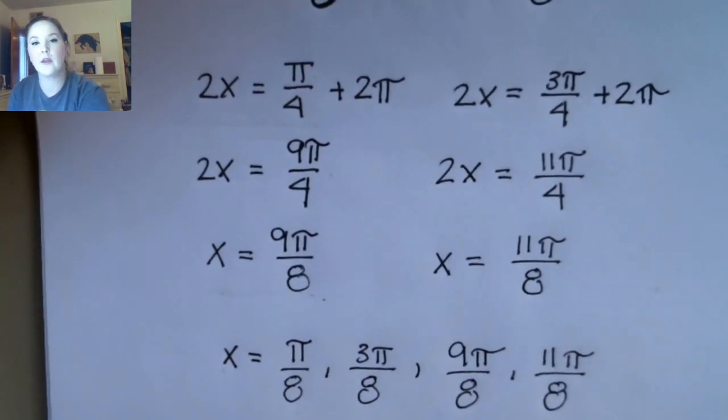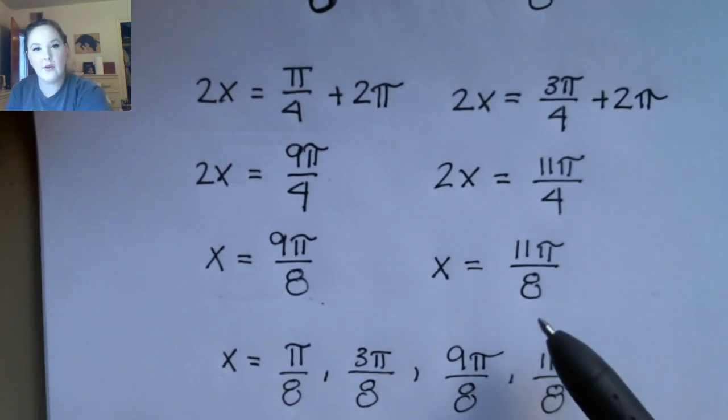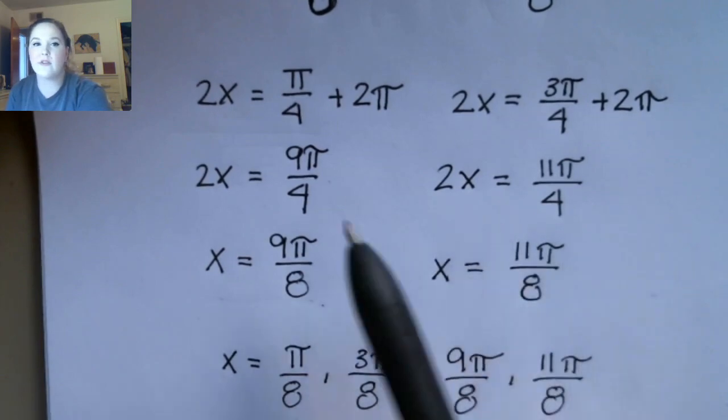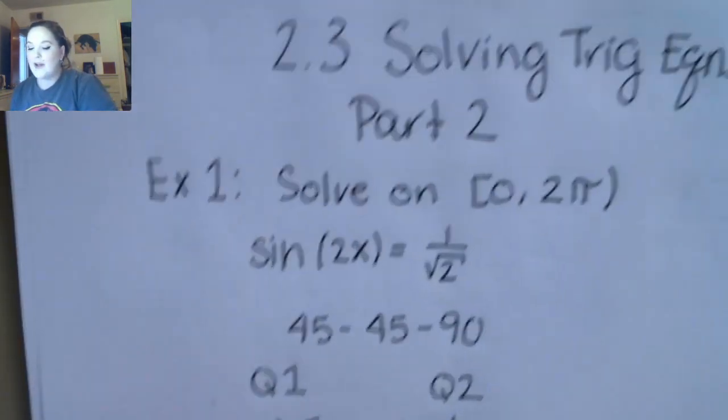Now the question is, how do we know that that's enough? And how would we know to even look at these first coterminal angles if I didn't suggest that? So I'm going to ask you to imagine the graph of sine 2x.